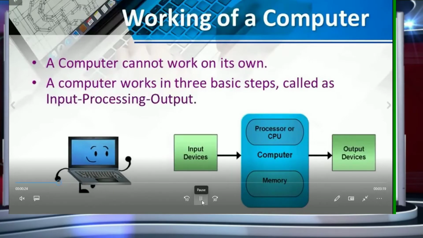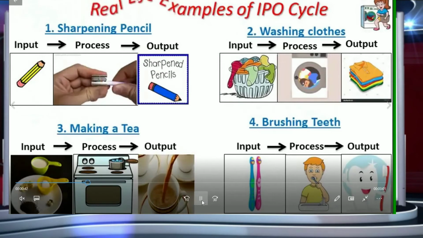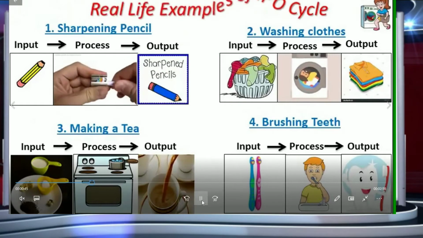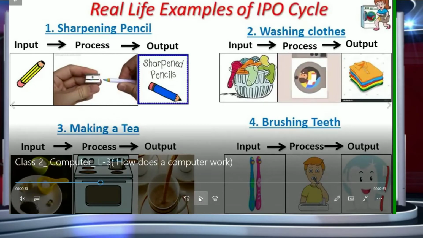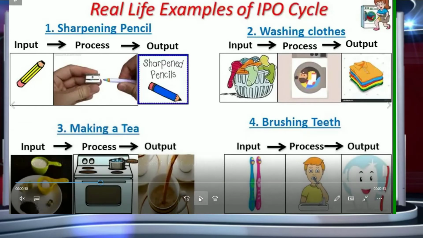So input is given through input devices, and then it goes into the main part of the computer, that is the CPU, and then it gives the output on output devices, that is monitor and printer. Now we have the real life examples of the IPO cycle. Let's see some examples here.